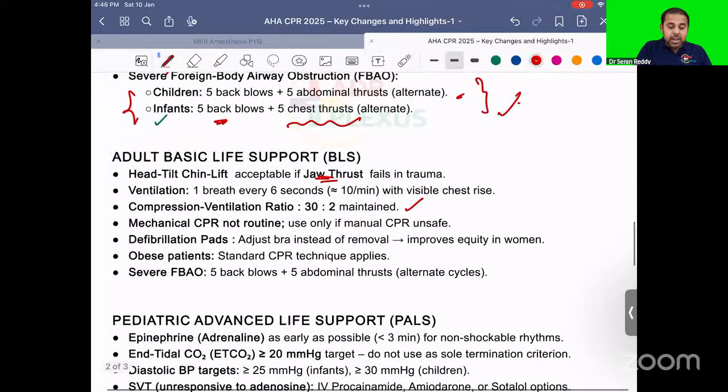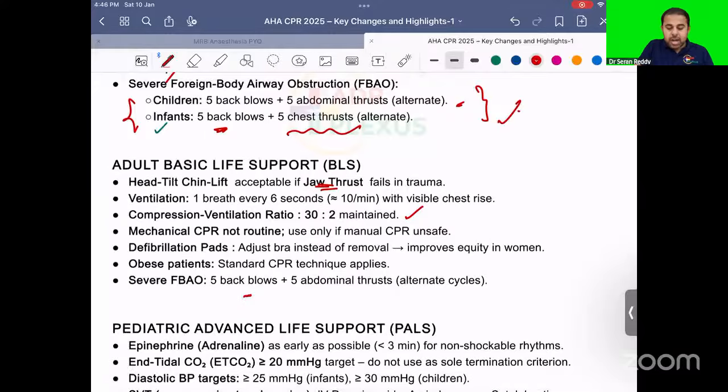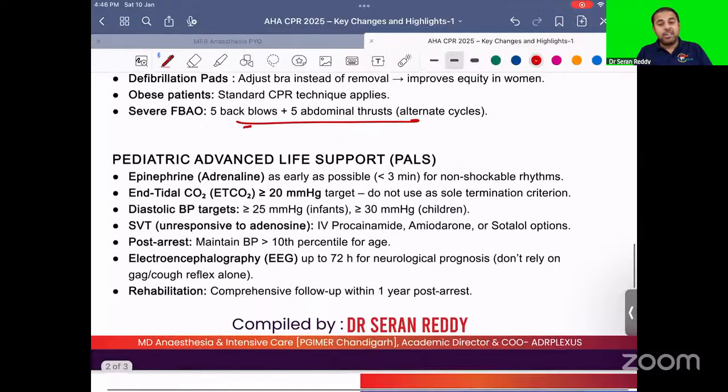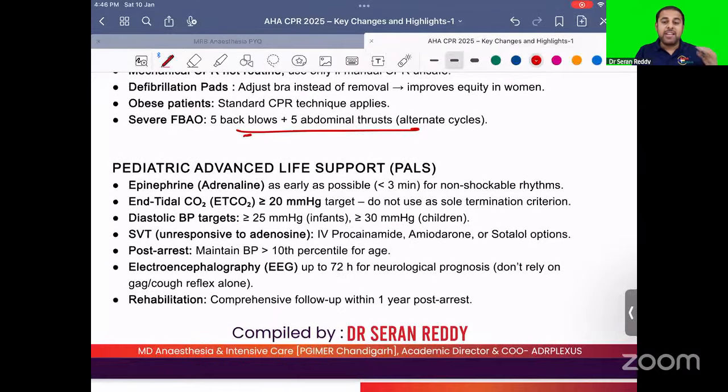In adults, if there is a severe foreign body airway obstruction, again 5 back blows and 5 abdominal thrusts in alternate cycles. What are the changes in PALS? Epinephrine as early as possible, less than 3 minutes for non-shockable rhythms. ETCO2 more than 20 mmHg should be the target, but don't use it as the sole termination criterion. There are other things, but it should not be the only thing. And whenever you are monitoring the blood pressure after resuscitation, the diastolic blood pressure targets should be more than 25 in infants and more than 30 in children.